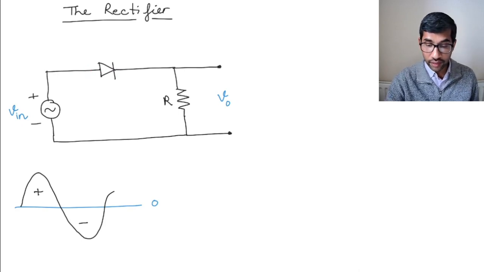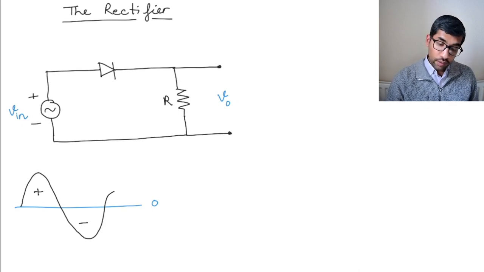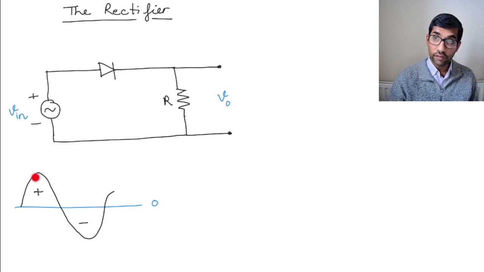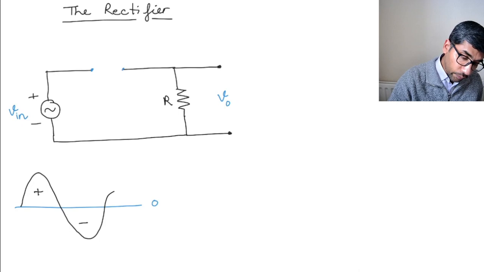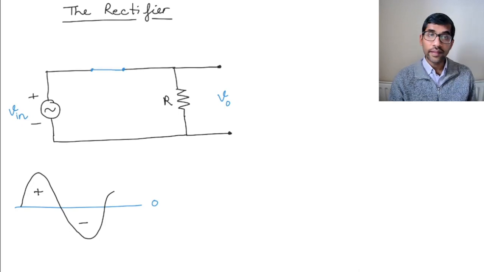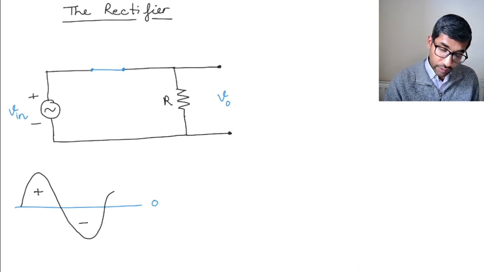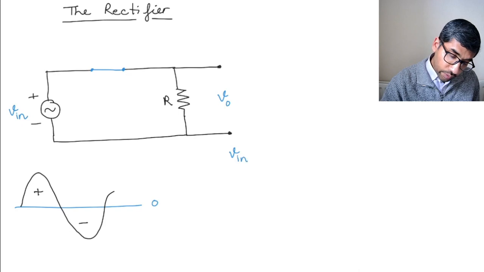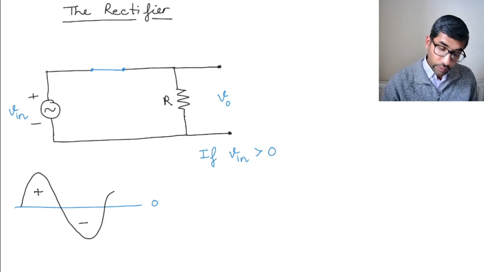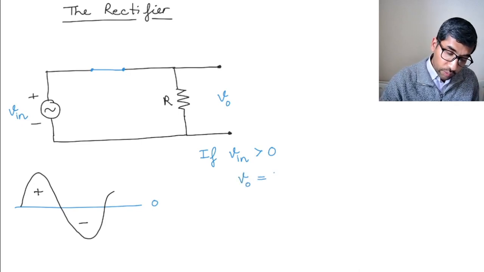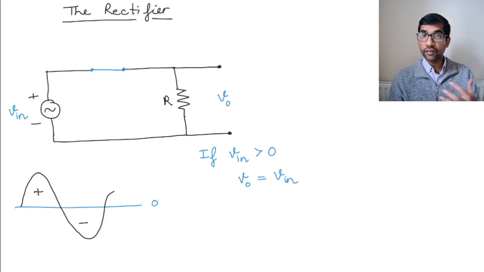Another way of saying it is, when we are in the positive cycle of the input, the diode is in forward bias. Now, if it is in forward bias, how would it look? You can replace the diode here with just a short, isn't it? And then V in becomes equal to VO. So let's write that down. If V in is greater than 0 volts, we have V output equal to V input. So that's the forward bias region.